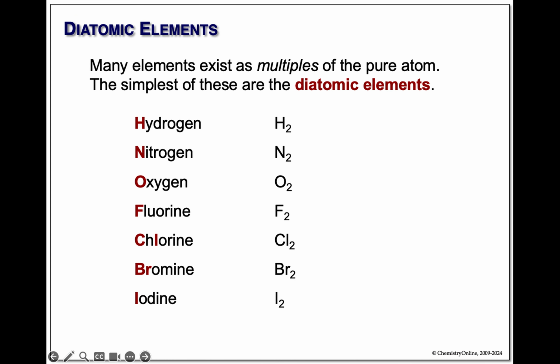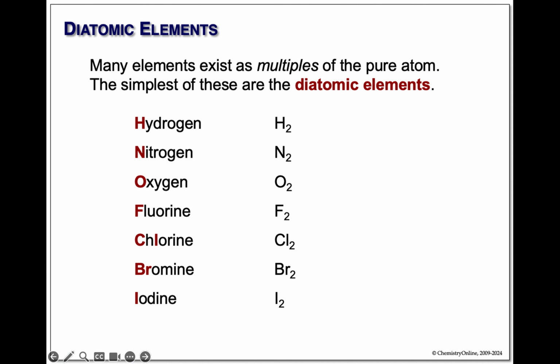Diatomic elements. Make sure you have a good feel for these guys. Hydrogen, nitrogen, oxygen, and these are all the halogens. So group 7. Group 7 halogens are all diatomic. That's the way they exist in nature. So does hydrogen, nitrogen, and oxygen.